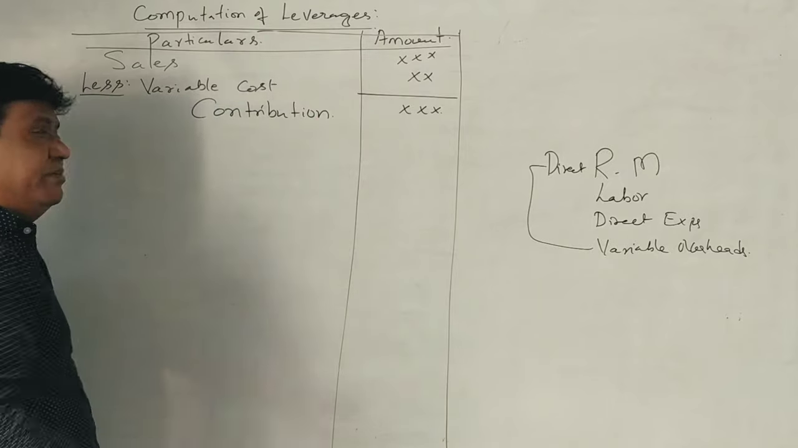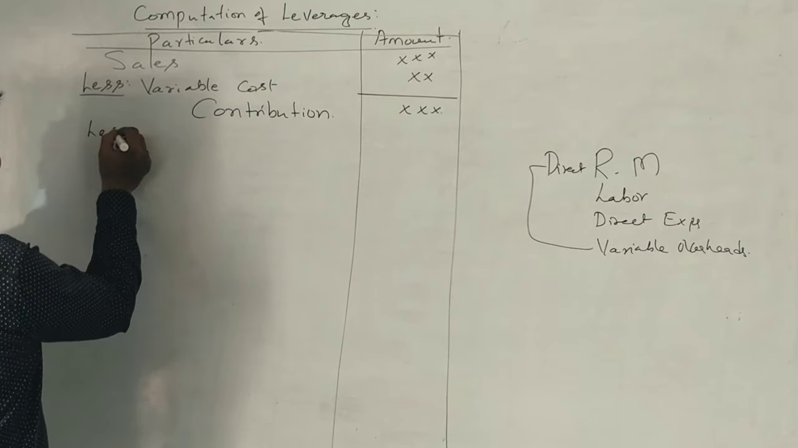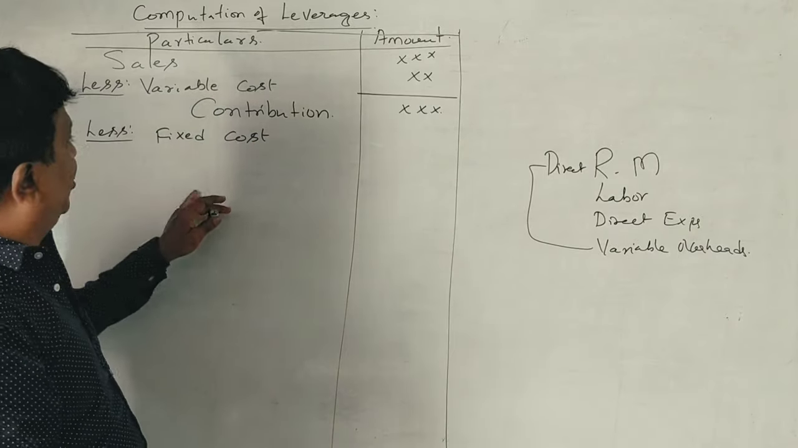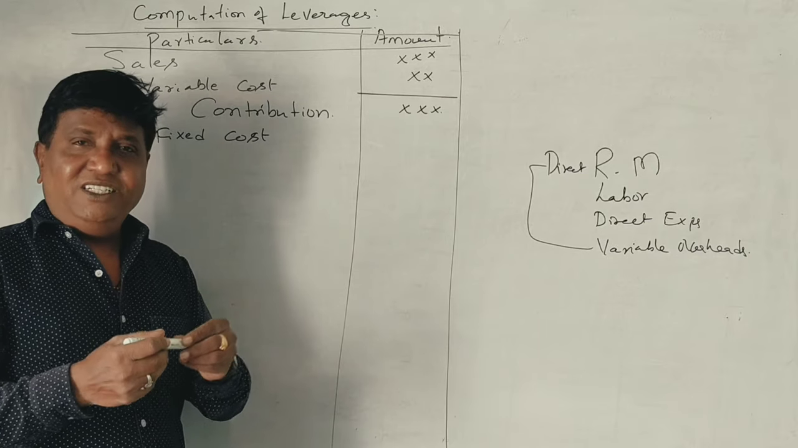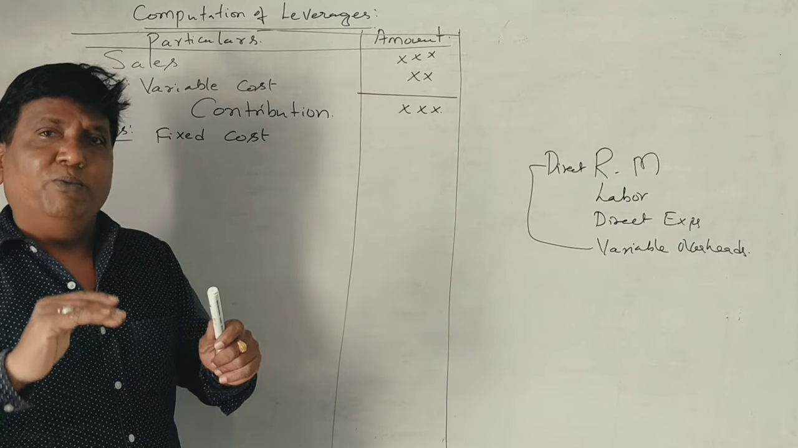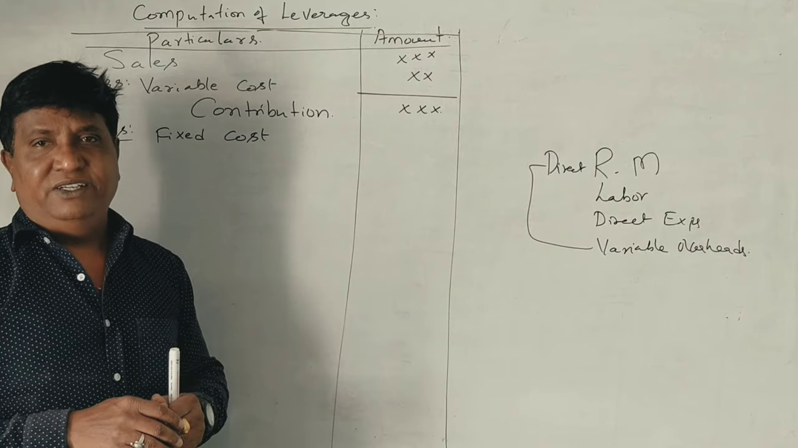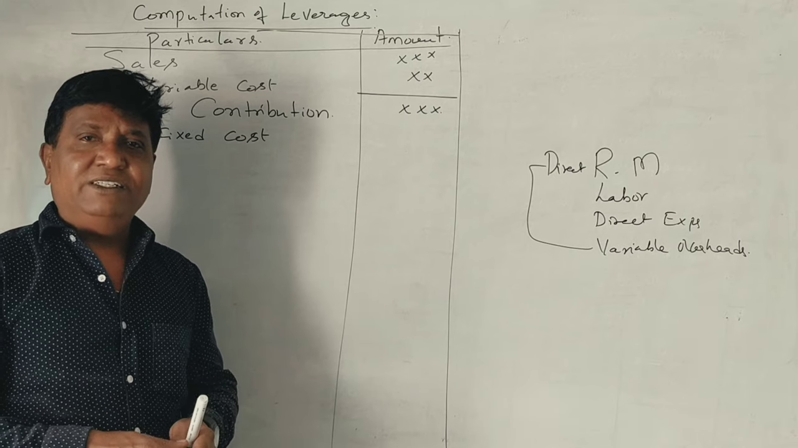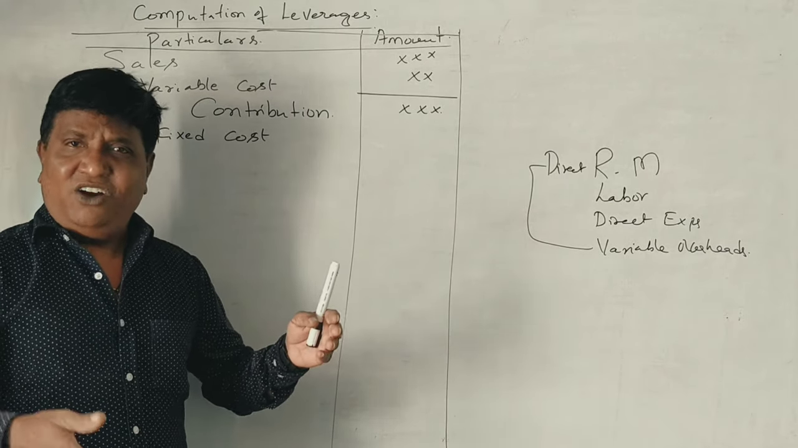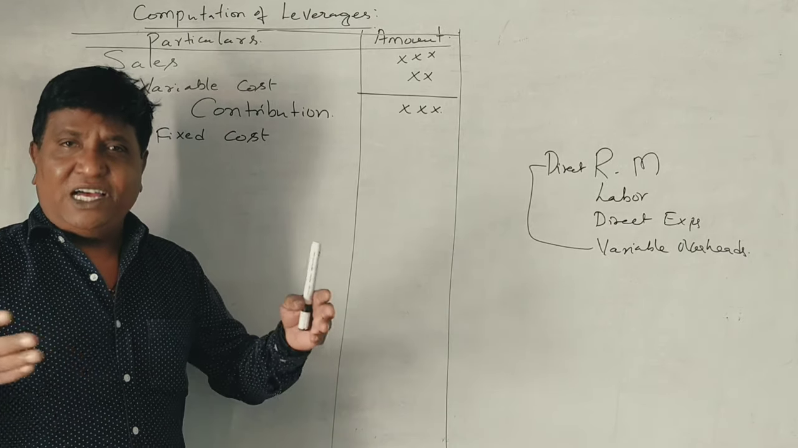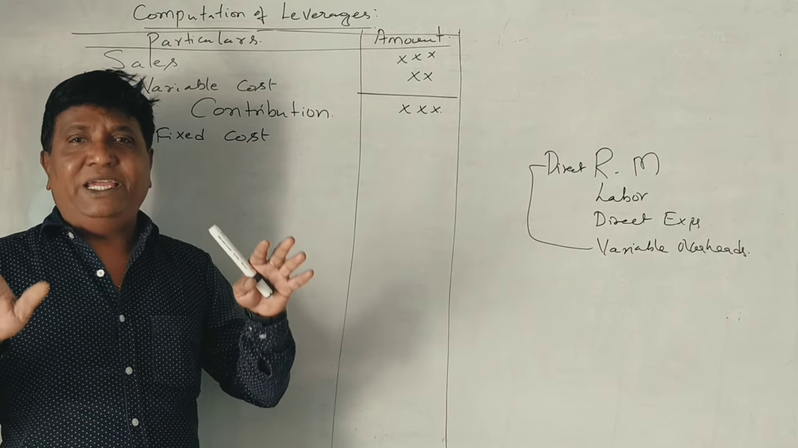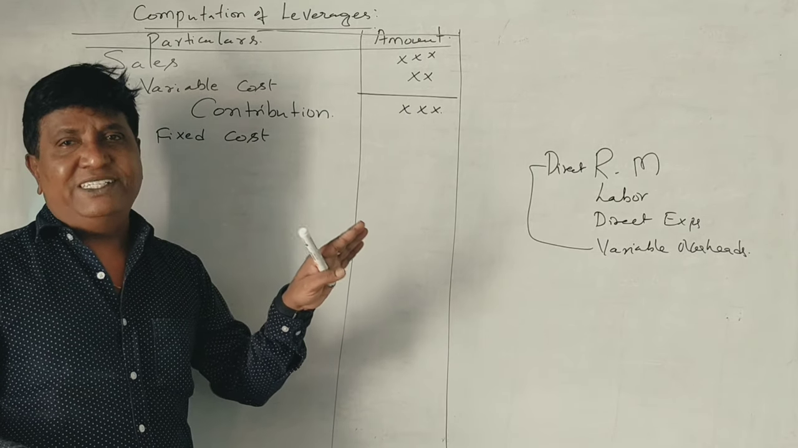From this contribution, we deduct fixed cost. What is fixed cost? The cost or expenses which remain the same, whether you produce more units or fewer units. What are such expenses? Rent, salaries, printing, stationery, and depreciation on plant and machinery all remain the same. If you produce more or less, the expenses remain the same. Such expenses are called fixed expenses or fixed cost.